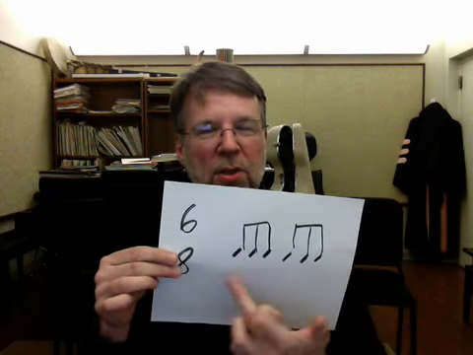Compound meters. The beat is divided into three parts. We're going to use 6/8 as an example. When we look at the time signature, it does tell us that there are 6/8 notes, as you see here. But there are only two beats in a measure.